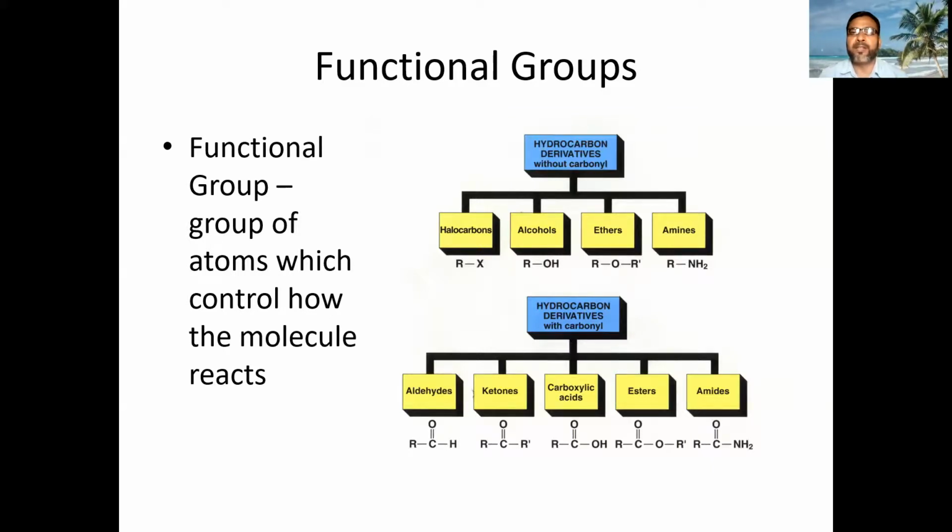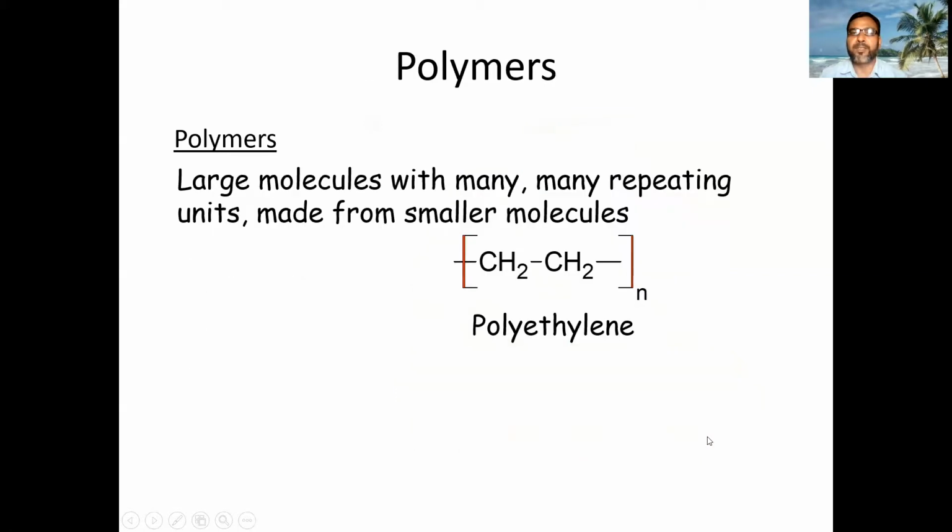So you can see hydrocarbon derivatives without carbonyl: haloalkane, alcohol, ether, amines. Hydrocarbon derivatives with carbonyl: aldehyde, ketone, carboxylic acid, ester, amides.